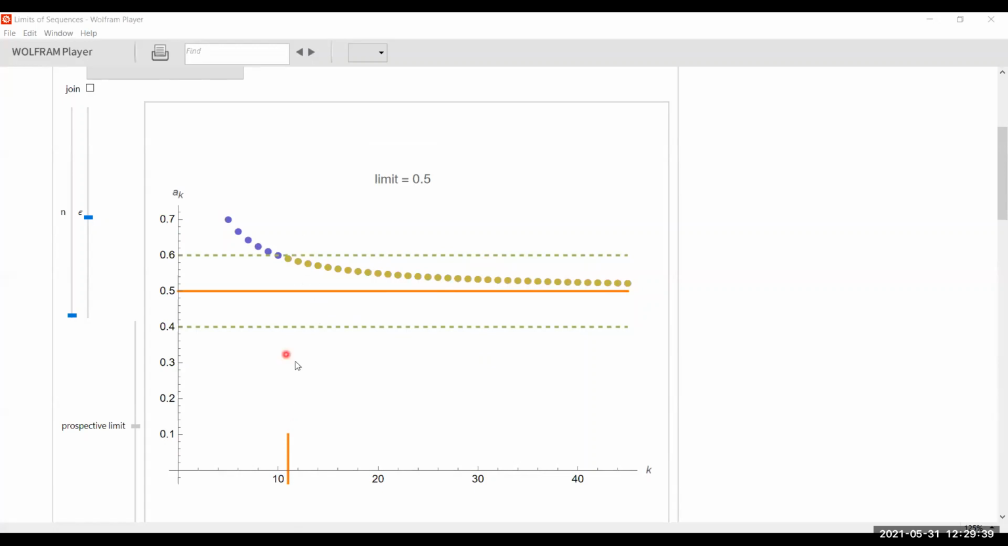Since after this kth term every number in the sequence is in between L minus epsilon and L plus epsilon, we'll say this sequence has a limit. And where you have taken this interval L minus epsilon, L plus epsilon, it is at 0.5. That's how this sequence has a limit, which is 0.5. Right? In the definition of a limit, we have discussed some epsilon also. One may question, sir, what if I take epsilon as very huge? No, you can take it as small as possible, no problem.